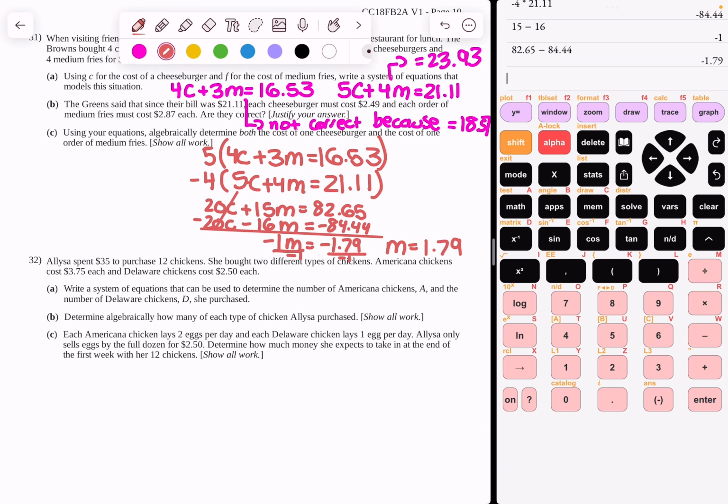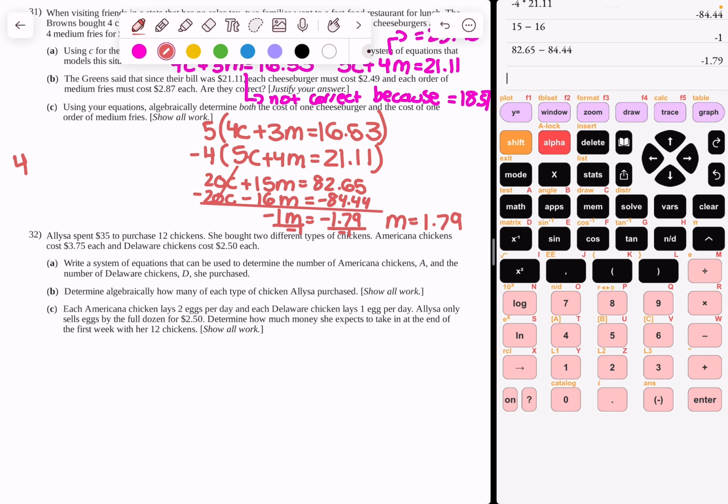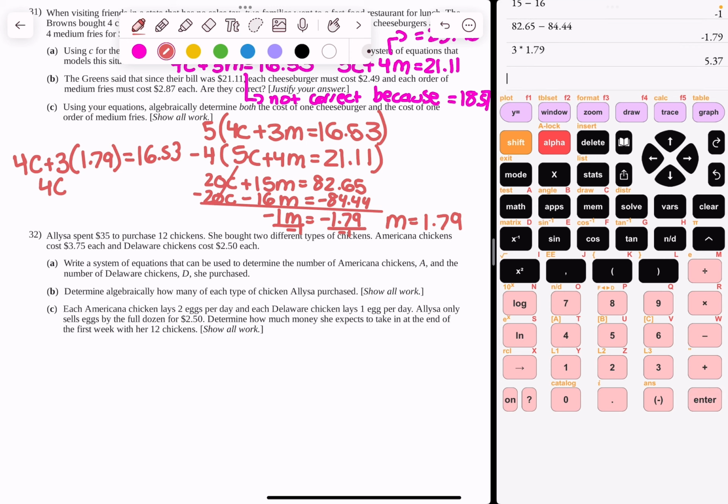Now to find how much the cheeseburgers cost, I could plug into the first equation: 4c plus 3 times the medium fries, which I just found are $1.79, equals $16.53. So let's solve this equation. 3 times 1.79 is 5.37, so 4c plus 5.37 equals 16.53.